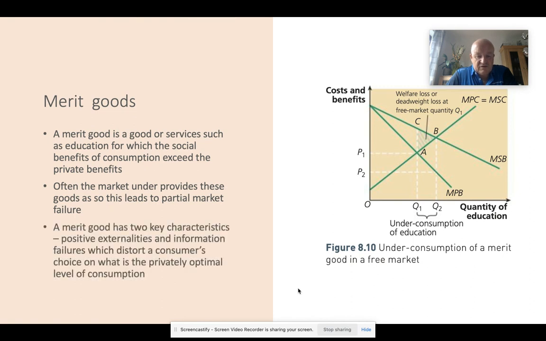Two characteristics for a merit good. Generally speaking, there are positive externalities, but also there is sometimes a danger that there are information failures, which essentially causes the consumer to distort their choice on what is considered to be the private optimum or optimal level of consumption. Okay, so that's something to bear in mind.